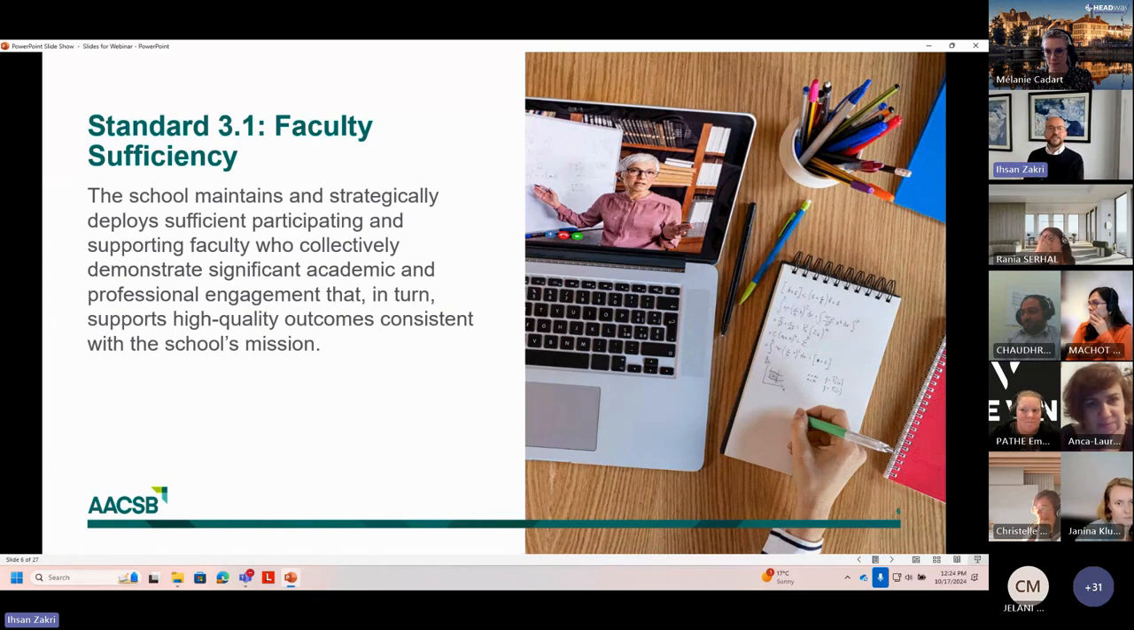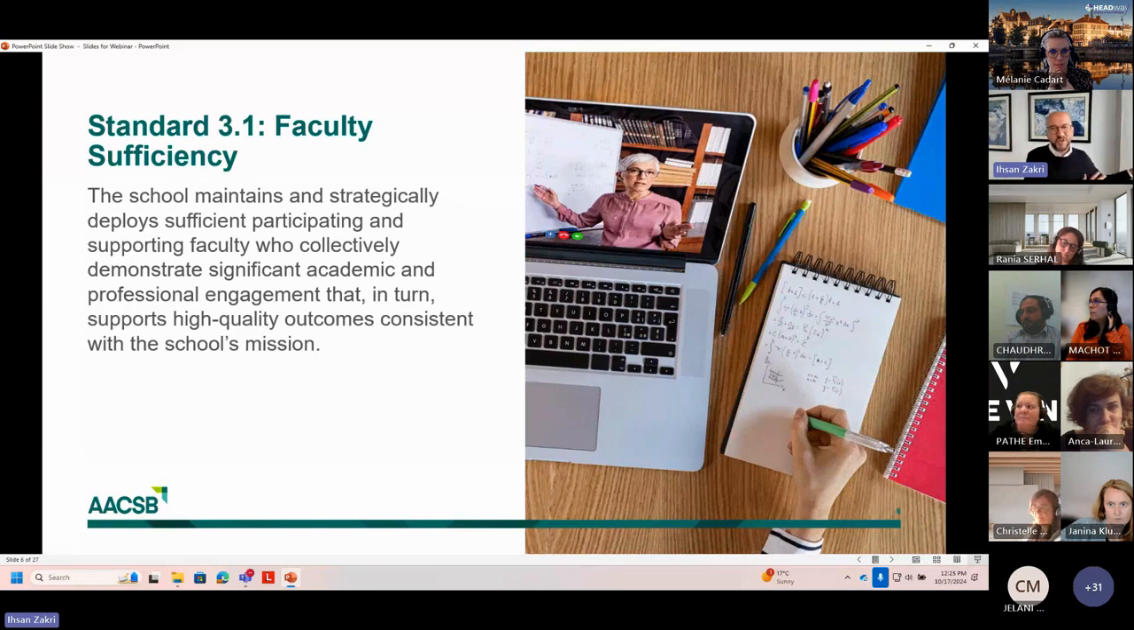This is just an extract of the standard. This is the language of Standard 3. So how do you maintain and strategically deploy your sufficient participating and supporting faculty? Again, this is one of the components, determining participating and supporting faculty. And how do these types of faculty support the school's mission in terms of teaching? How are you allocating them, and the deployment for your faculty members, also for the commitment to other activities beyond teaching? So there is the research and other activities assigned to different faculty members to maintain the quality that you have committed to within your mission and vision.